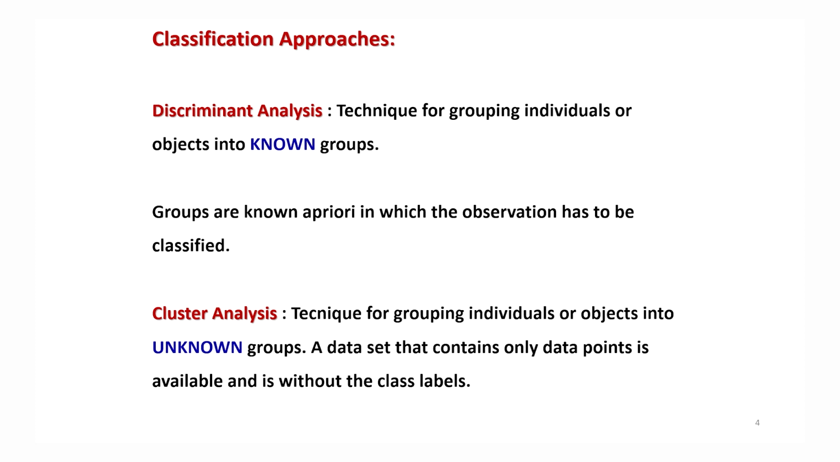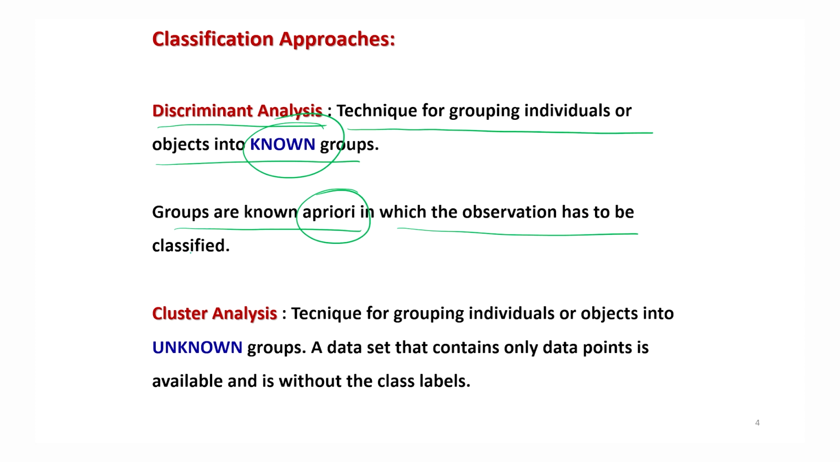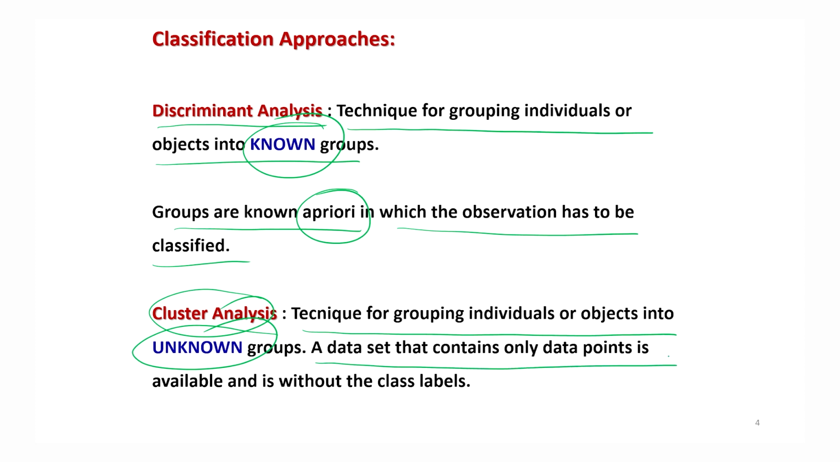Just to repeat the basic concept that we have understood: discriminant analysis is a technique for grouping individuals or objects into known groups, and those groups are known a priori, into which the observation has to be classified. But cluster analysis is a technique for grouping individuals or objects into unknown groups, and a data set that contains only data points is available, without the class labels, right?